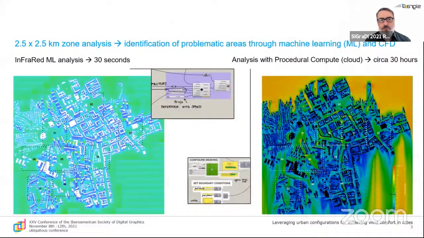Here, you can see the results of the machine learning prediction versus CFD analysis of the large urban zone displayed at the pedestrian level. The idea was to demonstrate the capability of fast wind prediction through Infrared and confirm the output with a standard yet progressive Grasshopper CFD plugin. On the left side, there is an output from the Infrared wind flow prediction. The overall process of wind prediction took less than 30 seconds.